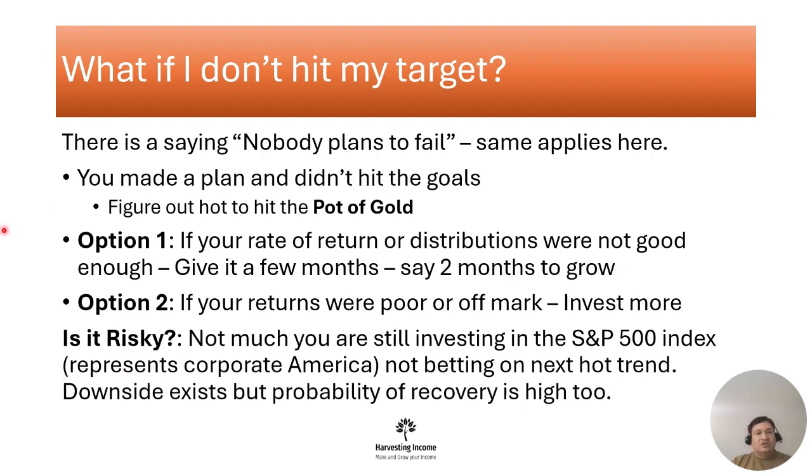Simple as that. So if your rate of return or distributions were not good enough, give it a few months, say 2 months to grow. That's it, simple. Option one solves your problem. Option two, your returns were completely off the mark. You invest a little more and make up for it.